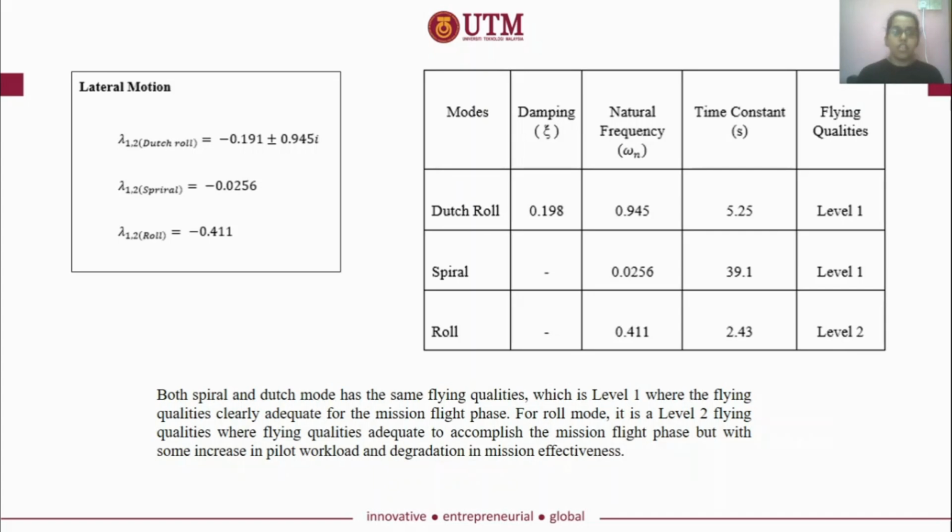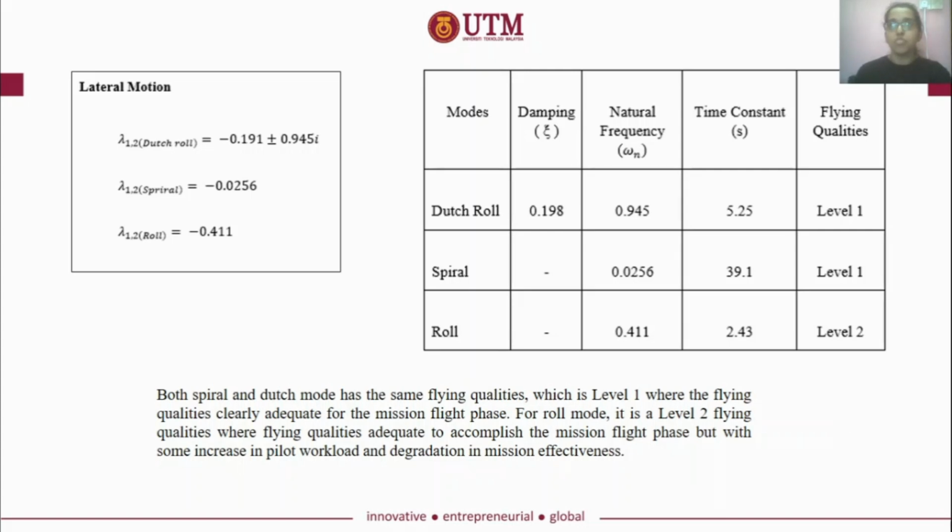Hence, from the characteristic equation, we are able to find the natural, the spiral, and the roll. And from there, from the natural, spiral, and roll, we are able to find the damping ratio, the natural frequency, and the time constant. And then we are able to find the flying qualities of the aircraft. Flying qualities of the aircraft are related to the stability and control characteristics.